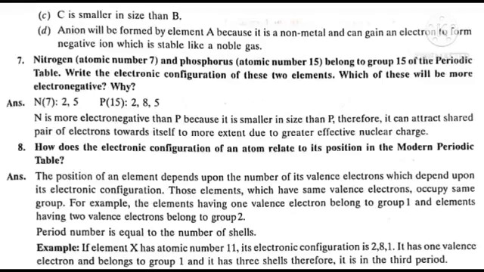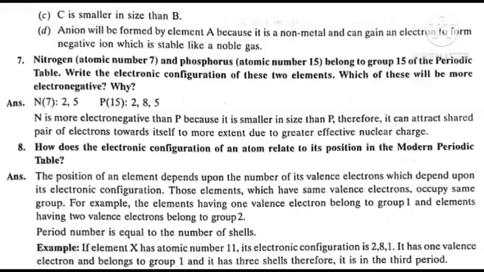Question number 7. Nitrogen atomic number 7 and phosphorus atomic number 15 belong to group 15 of the periodic table. Write the electronic configuration of these 2 elements. Which of these will be more electronegative? Why? Answer: Nitrogen atomic number 7, so electronic configuration 2, 5. Phosphorus 15, so electronic configuration 2, 8, 5. 15 is the atomic number. N is more electronegative than P because it is smaller in size than P. Therefore, it can attract shared pair of electrons towards itself to more extent due to greater effective nuclear charge.